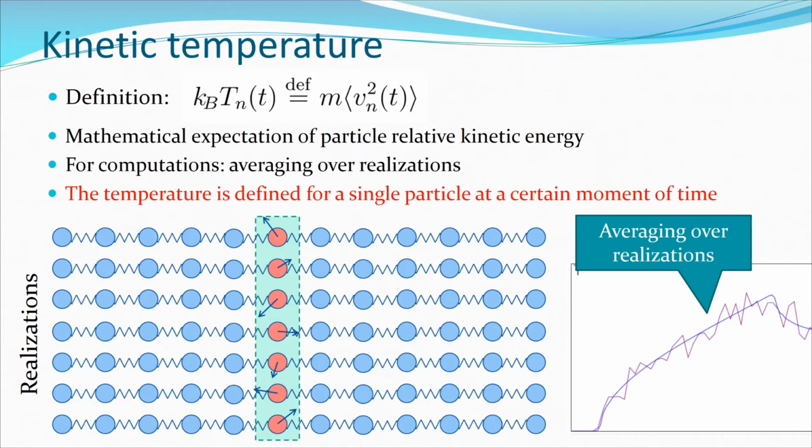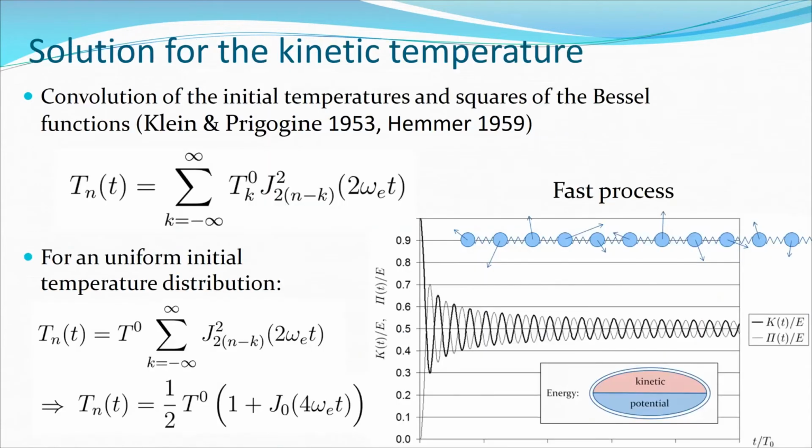And then if we calculate the average, or the mathematical expectation, what is important in this case, we can find the kinetic temperature. Once more, I repeat, the kinetic temperature at a certain point of the system at a certain moment of time, which is very important. Now, the solution for kinetic temperature can be obtained in different ways.